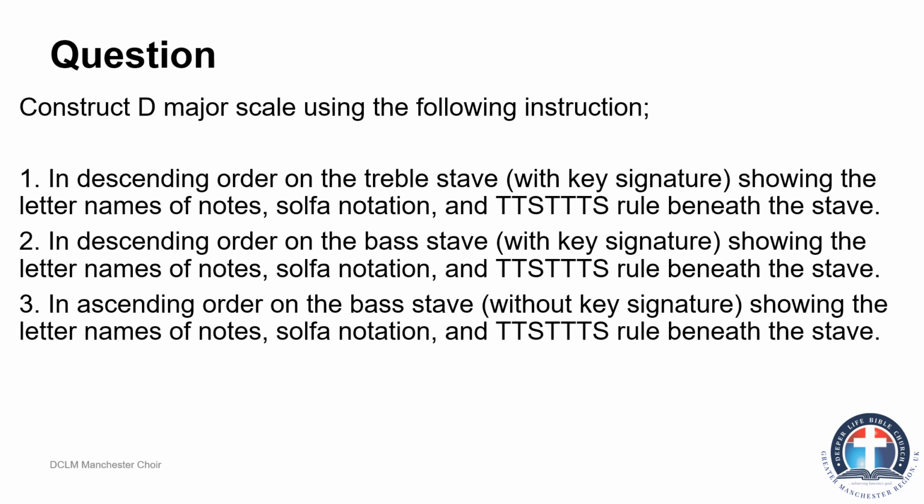So the first one will be on the treble stave in descending order with key signature. Now you're going to show the letter names of the notes, like for example D, E, F, and so on. You're going to show the solfa notation. So we have do, re, mi, fa, sol, la, ti, do, and then the major scale rule of tone, tone, semitone, tone, tone, tone, semitone.